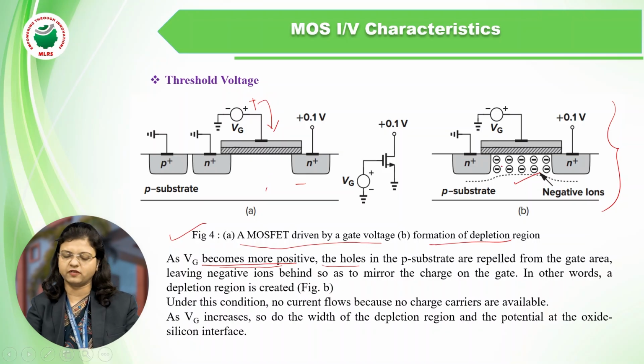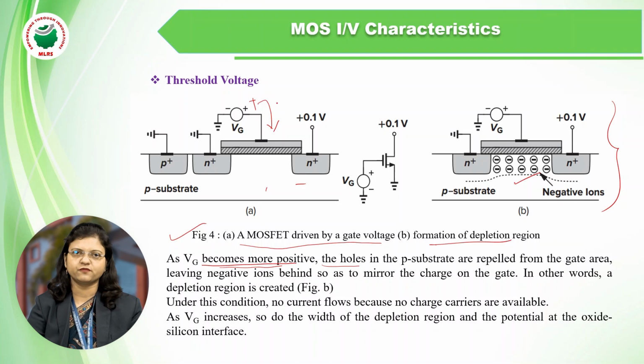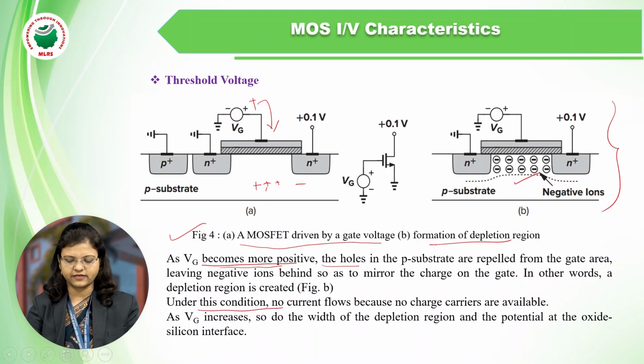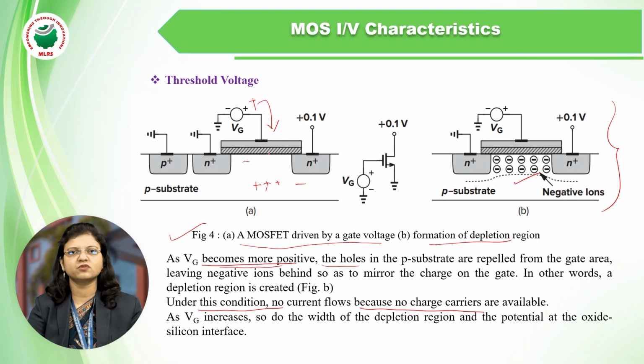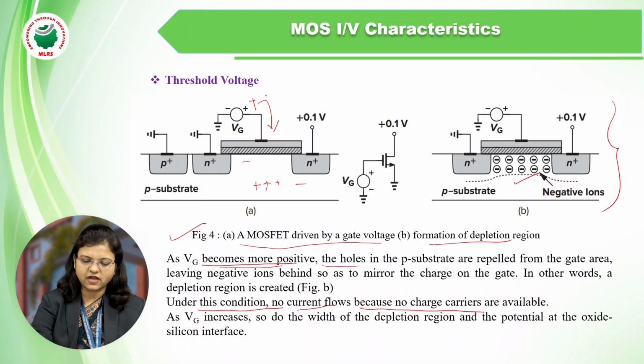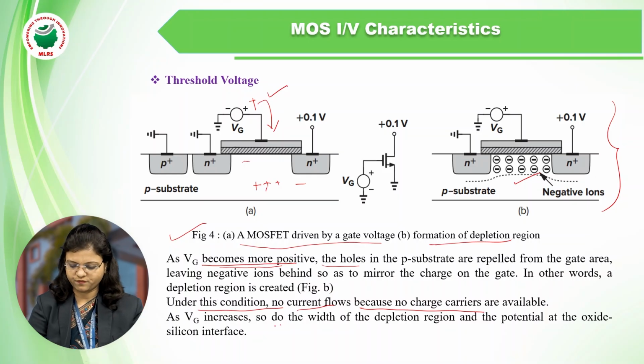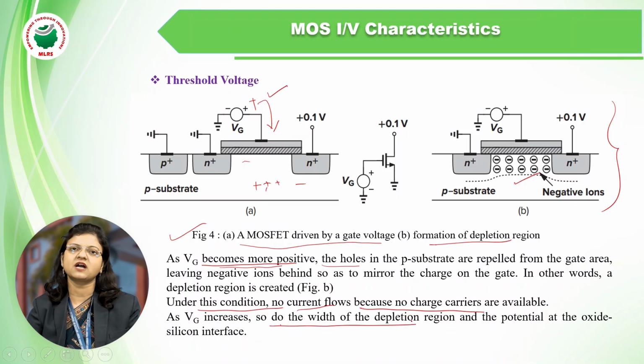So here the depletion layer will form. Because of the positive voltage, the positive holes are repelled back and only negative ions remain, so they form the depletion region. Under this condition, as no charge carriers are available, because till now there is no channel over here, current will not flow. As we again increase the gate voltage, the depletion region widens further. So the width of the depletion region will increase, as well as the potential at the oxide silicon interface.